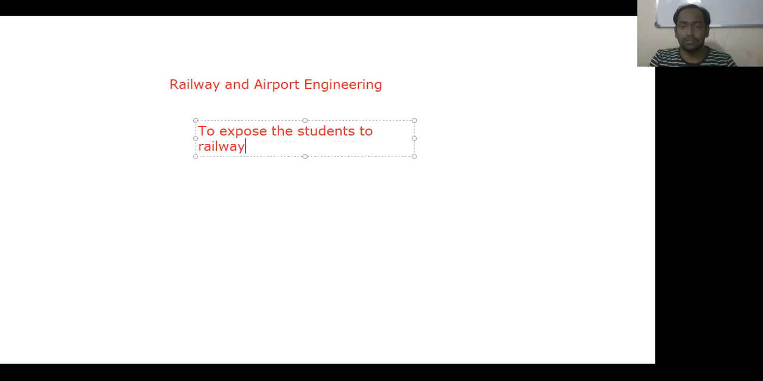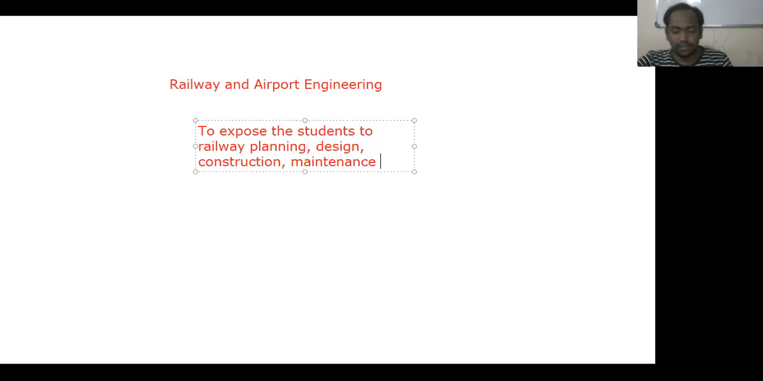to railway planning, design, construction, maintenance of railways, and also to give knowledge to the students of the same things, planning, design and construction of airports. Understand or not? So this is the main objective of the subject.